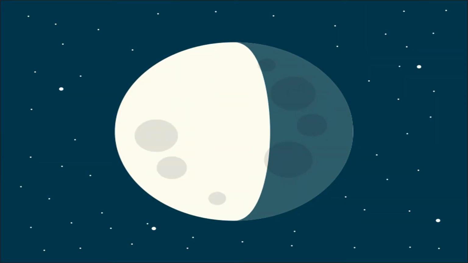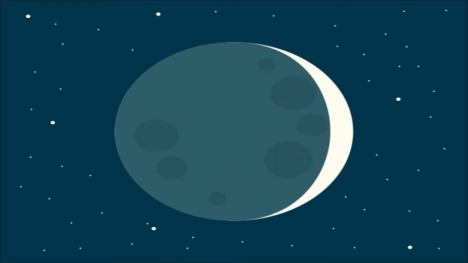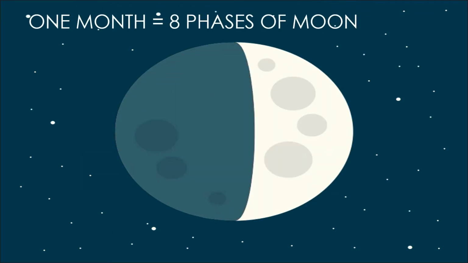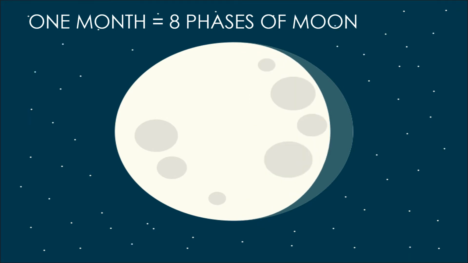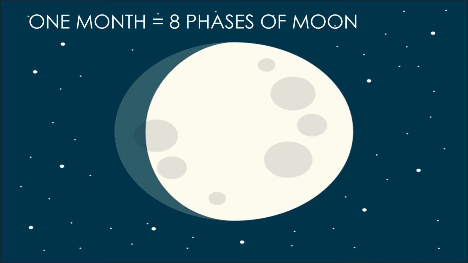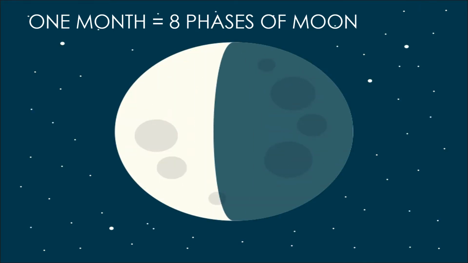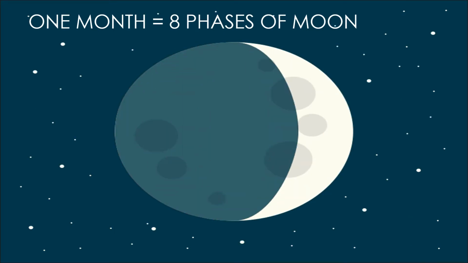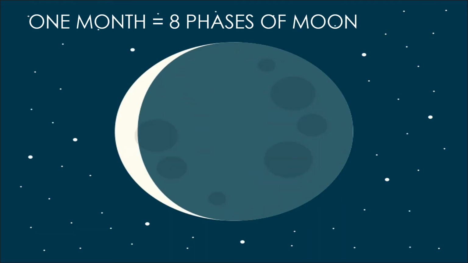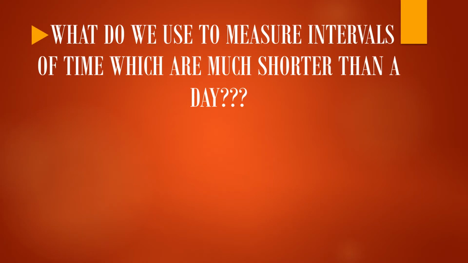a month was measured from one new moon to the next new moon, which means that a month was equal to 8 phases of the moon. So as soon as the phases of the moon were completed, it was considered the completion of 1 month. In the same way, a year was fixed as the time taken by the earth to complete one revolution of the sun. But what would we use to measure intervals of time which are much shorter than a day?